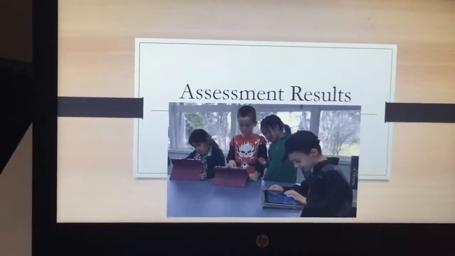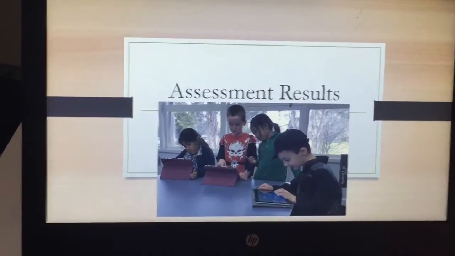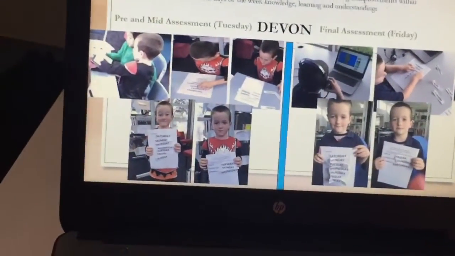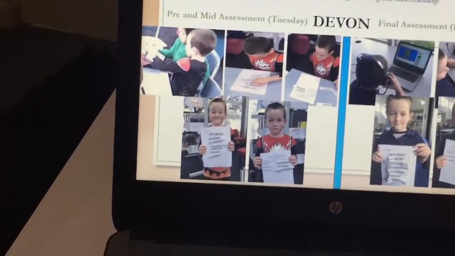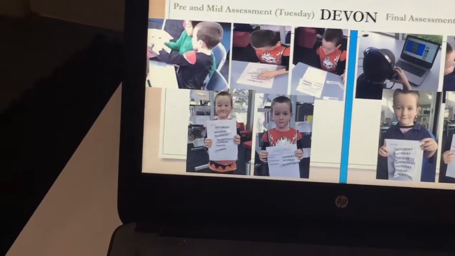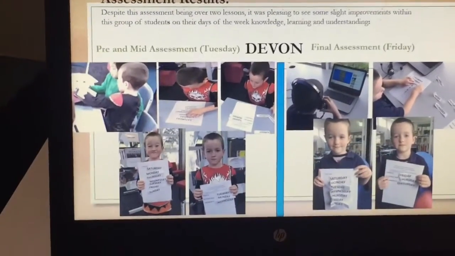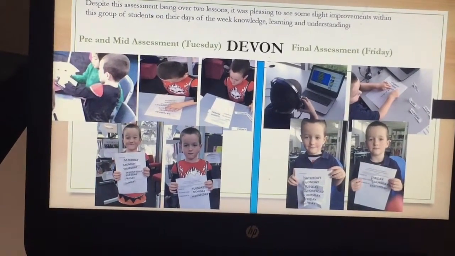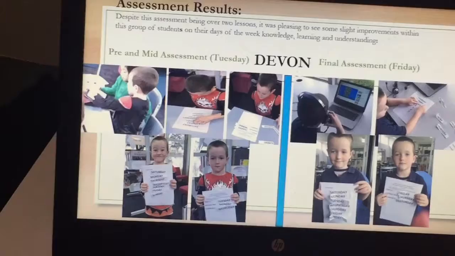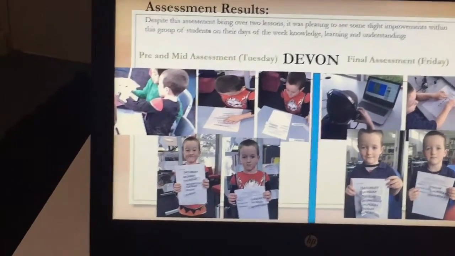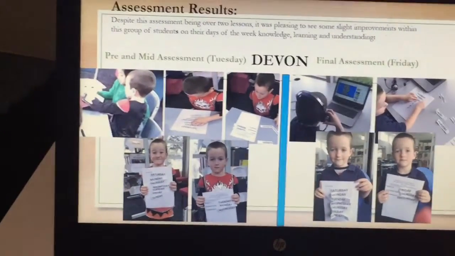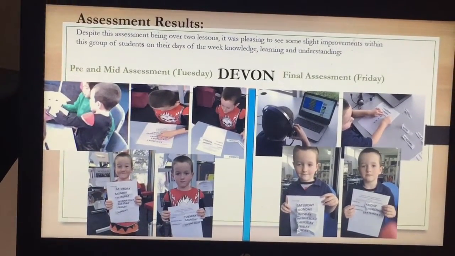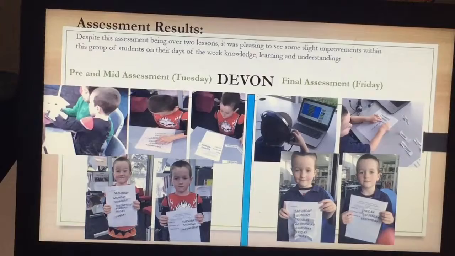So now we'll go over the assessment results that were demonstrated across the 2 days of testing. With the pre and mid assessment on the Tuesday, Devon demonstrated a good understanding when it came to ordering the days of the week. He seemed to get slightly confused with Tuesday, Thursday, Saturday and Sunday. Devon's understanding of identifying what day it is today, tomorrow and yesterday was fantastic, as he was able to get it all right for all assessments.